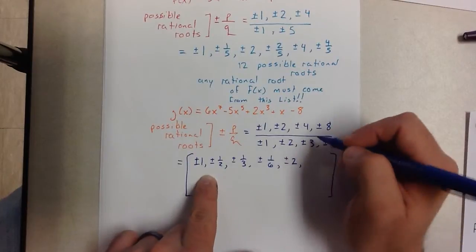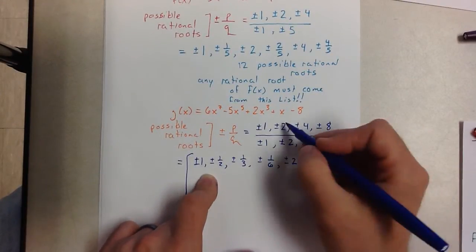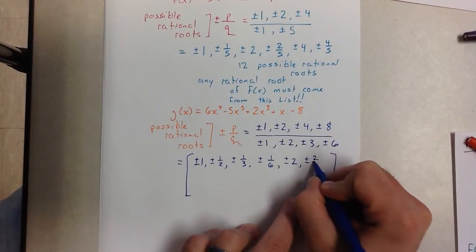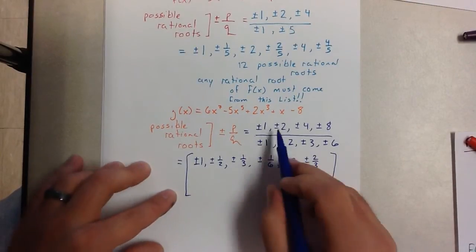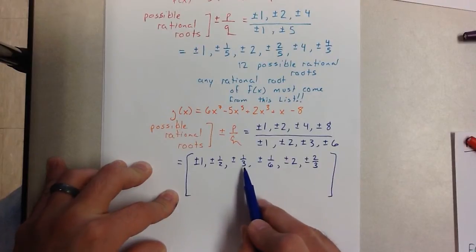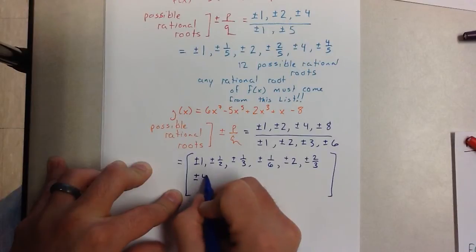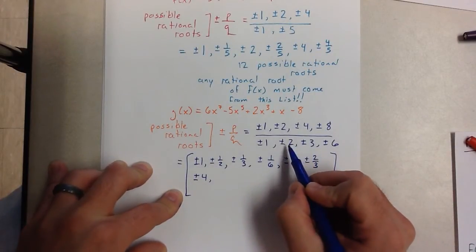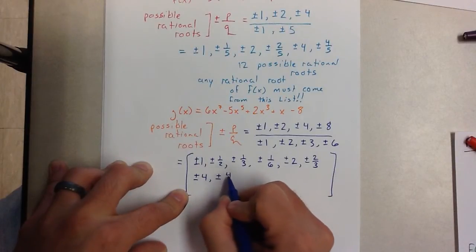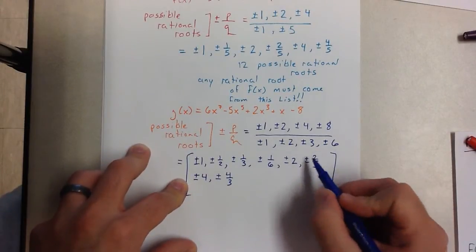So we are going to get repeats here. We just wouldn't write it twice. So 2 divided by 2 we already have. 2 divided by 3. 2 divided by 6, which is 1/3, we already have. Move on to the next number, 4. 4 divided by 1. 4 divided by 2, which is 2, we already have it. 4 divided by 3. And 4 divided by 6, which is 2/3, we already have.